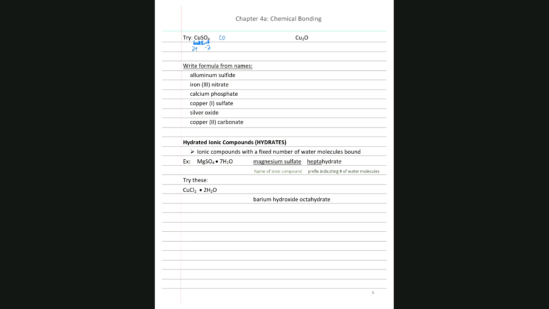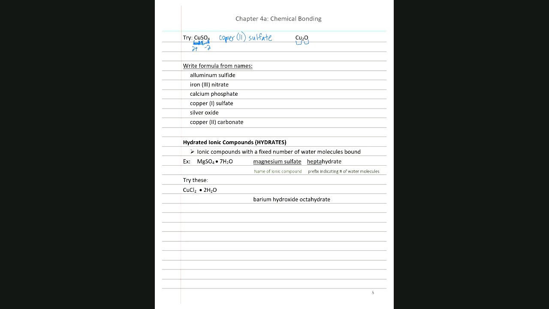So this would be called copper 2 sulfate. And what about this one here? We have copper and oxygen. Copper is a transition metal, so we know that it could have multiple charges. So we've got to start with the charge on oxygen. What's the charge on an oxygen ion? That you would use your periodic table for. What is it? 2-.